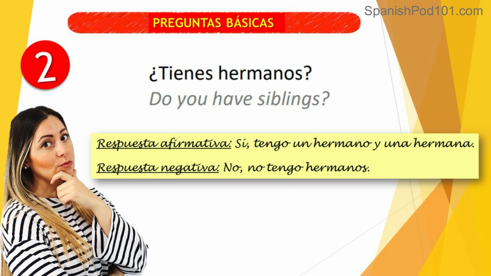No tengo hermanos. Pay attention here that we have two no's in this answer. The first no is because we're answering the question. ¿Tienes hermanos? No. Do you have siblings? No. No tengo. I don't have. So the second no is to negate the verb. No, no tengo. No, I don't.